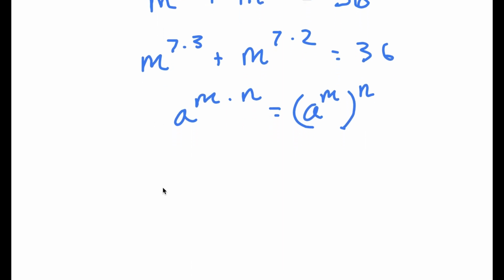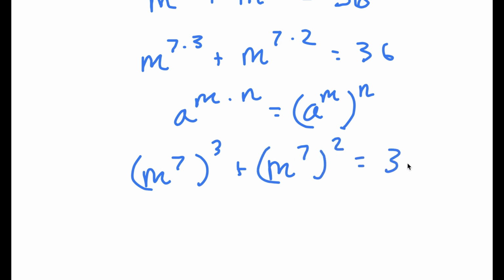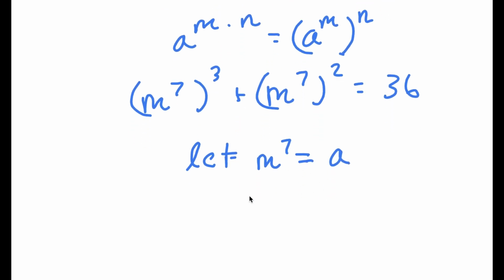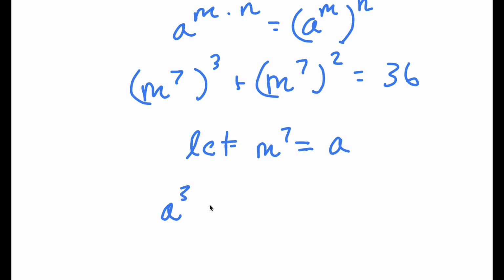So m to the power of 7 times 3, that's m to the power of 7 to the power of 3, and m to the power of 7 times 2, that's m to the power of 7 to the power of 2, is equal to 36. Now I'm going to let m to the power of 7 equal the variable a. So now I have a to the power of 3 plus a squared is equal to 36.